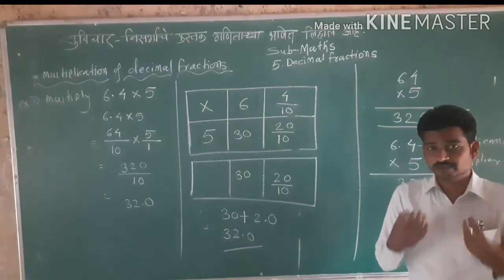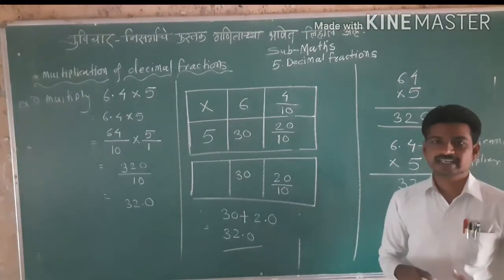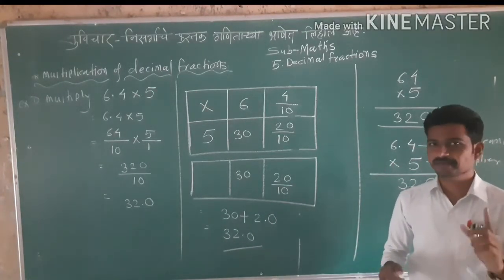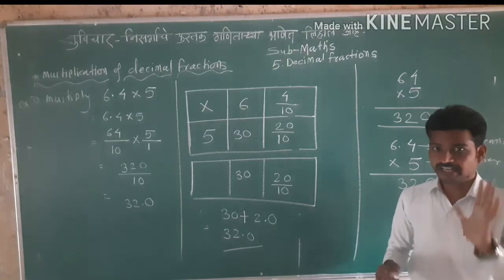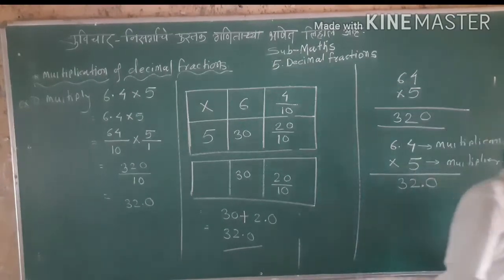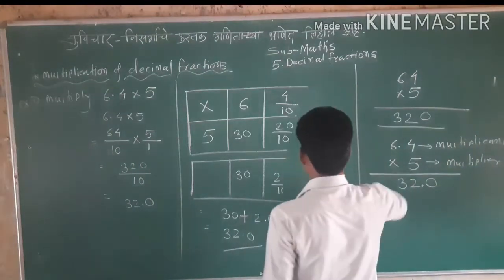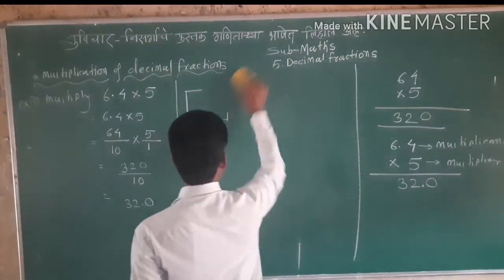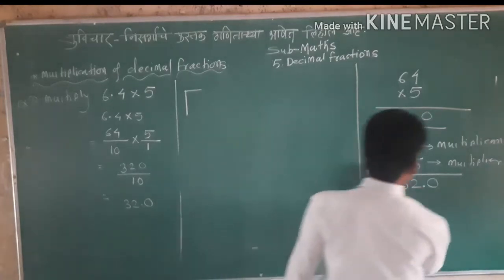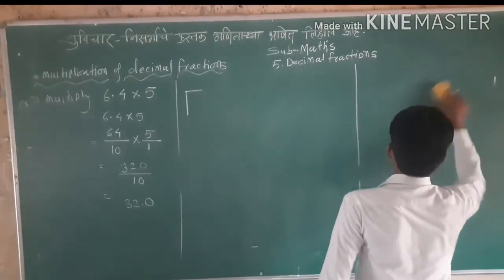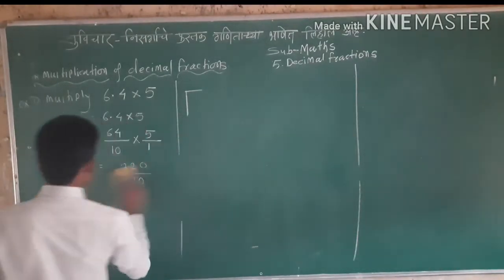As you wish, use any method out of the 3 and solve the examples of multiplication of decimal fractions. Now see some more examples related to the multiplication of decimal fraction.